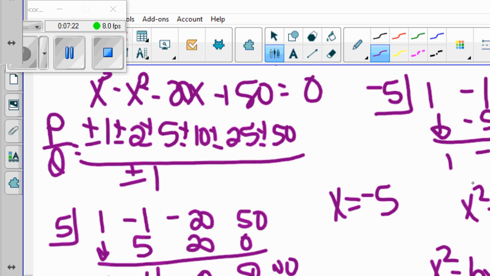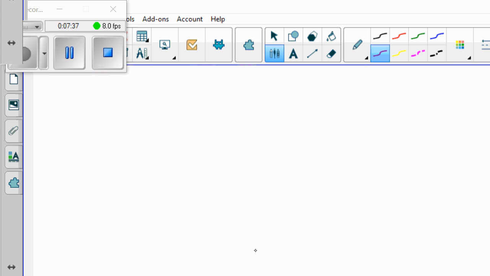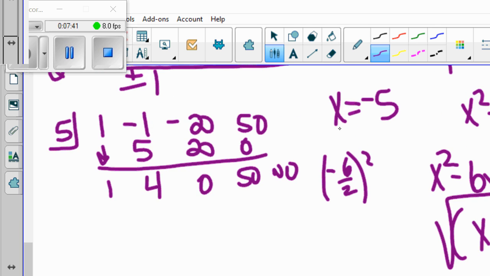Complete the square, I take the number in front of x, negative 6, I cut it in half and square it. So negative 6 cut in half is negative 3, squared is 9. I add 9 to both sides. So this now factors to x minus 3 quantity squared equals negative 1. Take the square root of both sides.